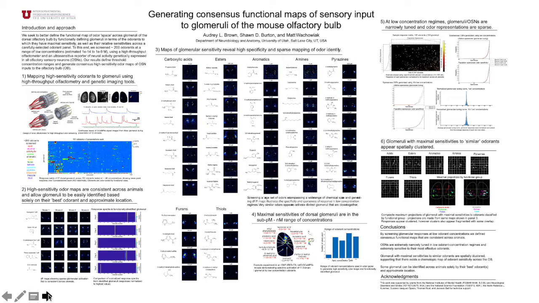We seek to better define the functional map of odor space across glomeruli of the dorsal olfactory bulb by functionally defining glomeruli in terms of the odorants to which they have maximal sensitivity, as well as their relative sensitivities across a carefully selected odorant panel. To this end, we screened around 200 odorants at a range of low concentrations, using a high-throughput olfactometer and an ultrasensitive reporter of neural activity genetically expressed in all olfactory sensory neurons. Our results define threshold concentration ranges and generate consensus high-sensitivity odor maps of OSN inputs to the olfactory bulb.